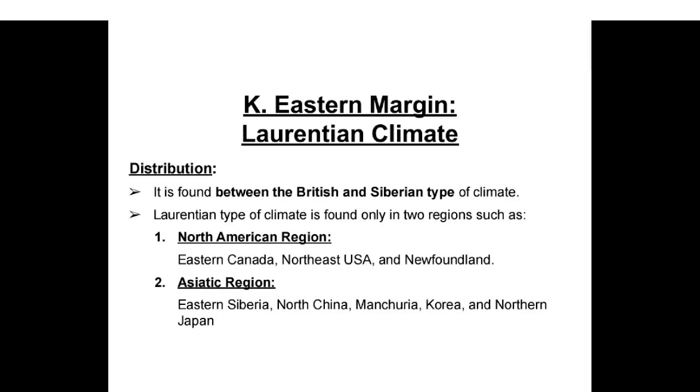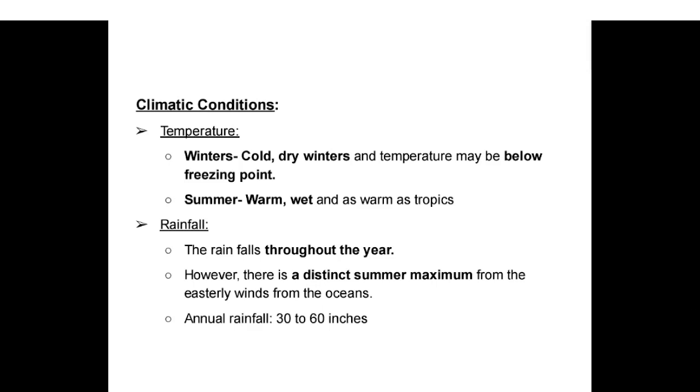Eastern margin or the Laurentian type. It is found between the British and the Siberian type of climate. Laurentian type of climate is found only in two regions. North American region: Eastern Canada, Northeast USA, and Newfoundland. Asiatic region: Eastern Siberia, North China, Manchuria, Korea, and Northern Japan.